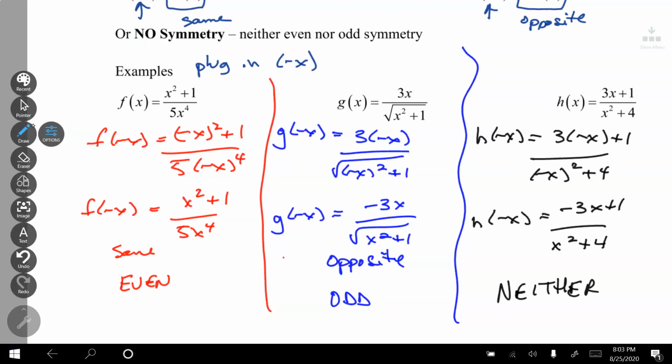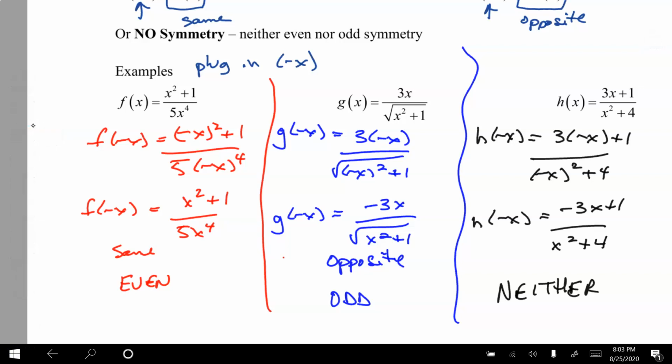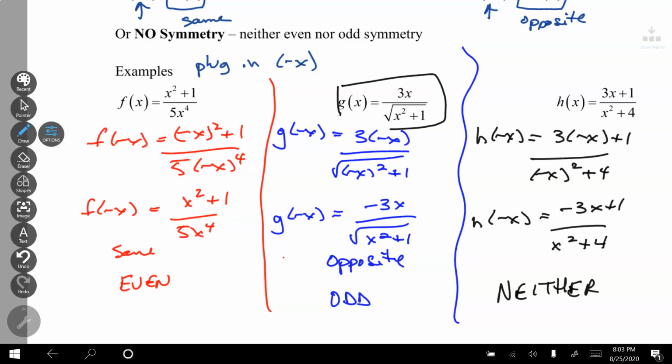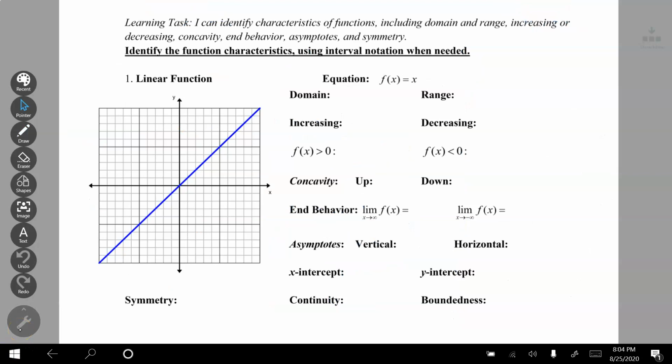Okay, so I plugged in negative x for all these examples, and you could see that when I plug in negative x, it's the same, it's even. You plug in negative x, it's the opposite, it's odd. These are opposites. Fractions are opposite when the numerators are opposite, because if you added them together, they would be 0, and the last one is neither. So these characteristics you should be able to do.